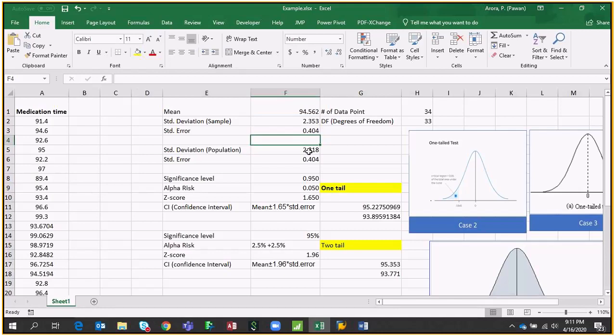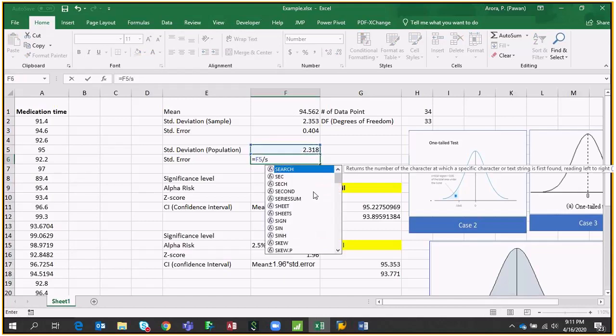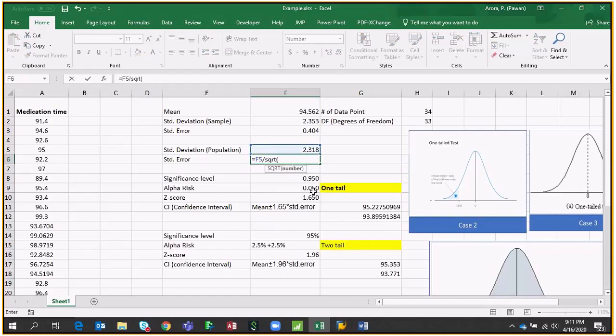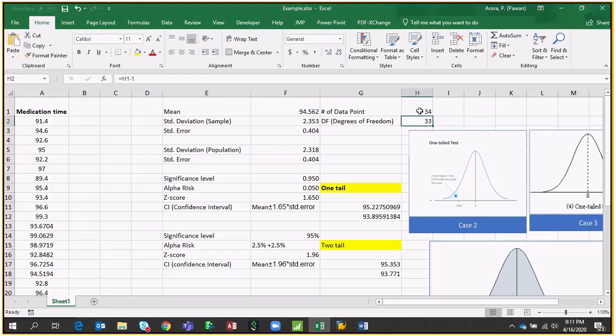But if you have a standard deviation for population, assume you have a big population and you already have the population data with you. In that case, you have to calculate the standard error with a different formula, which is nothing but equals to the standard deviation divided by the square root of degrees of freedom. Okay, if you see, in both the cases the standard error is same. Now, what is degrees of freedom? Degrees of freedom is nothing but the number of data points minus one. Mostly we calculate in that way.